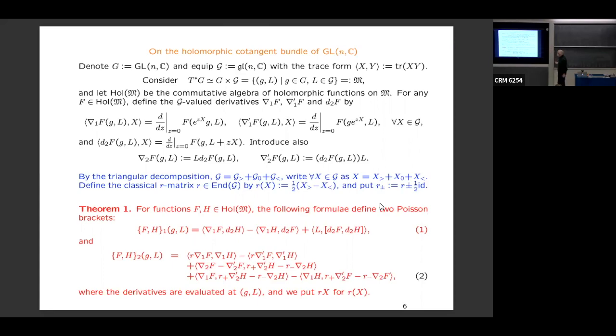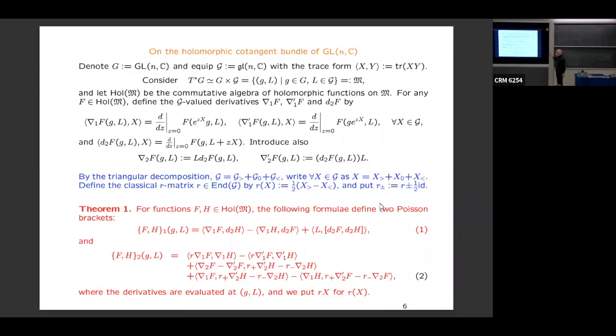So here I just described the holomorphic cotangent bundle of GL(n,C). We have the trace pairing on the Lie algebra gl(n,C), and then we trivialize the cotangent bundle by right translations, and then it becomes a Cartesian product of the group with the Lie algebra. The Lie algebra is identified with the dual space through the trace pairing. And then we consider holomorphic functions on this phase space, which I call M, to be short.